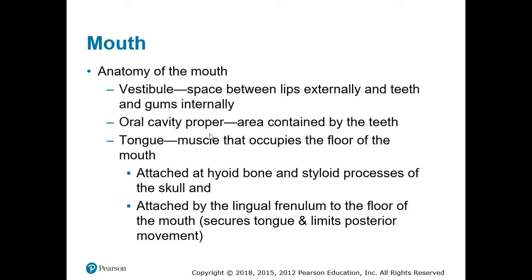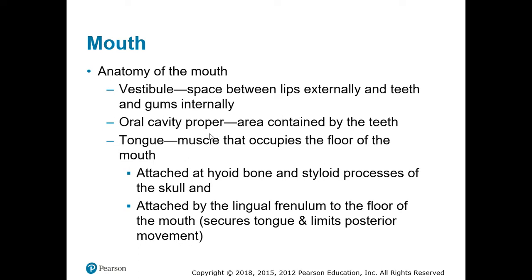A couple other terms for anatomy is the vestibule. This is the space between the lips and the teeth. So if you have your teeth closed and you reach behind your lips in your little gum area, this is going to be your vestibule. Often people who chew tobacco tend to put tobacco in this space. Your oral cavity proper, this is what's going to hold in your teeth.